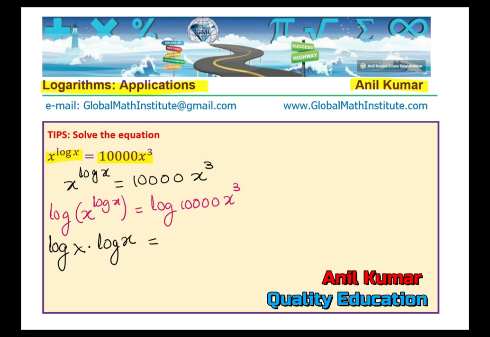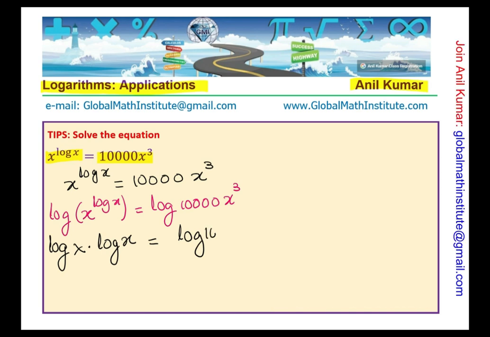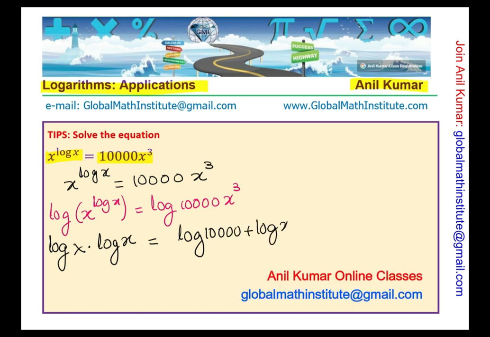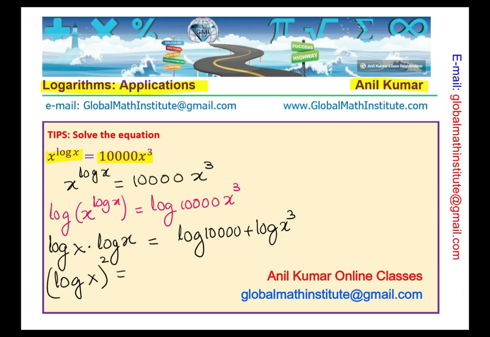And on the right hand side, we have log of 10,000. We can apply the product rule. So log of 10,000 plus log of x cubed. So we have an equation of the form (log x) whole square equals log of 10,000, 4 zeros means the number 4, plus 3 times log x.